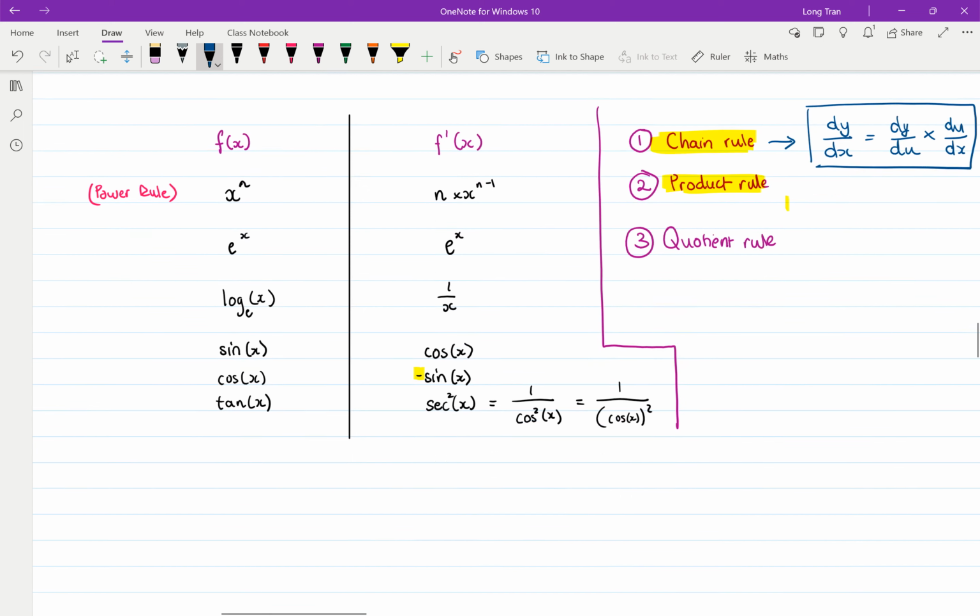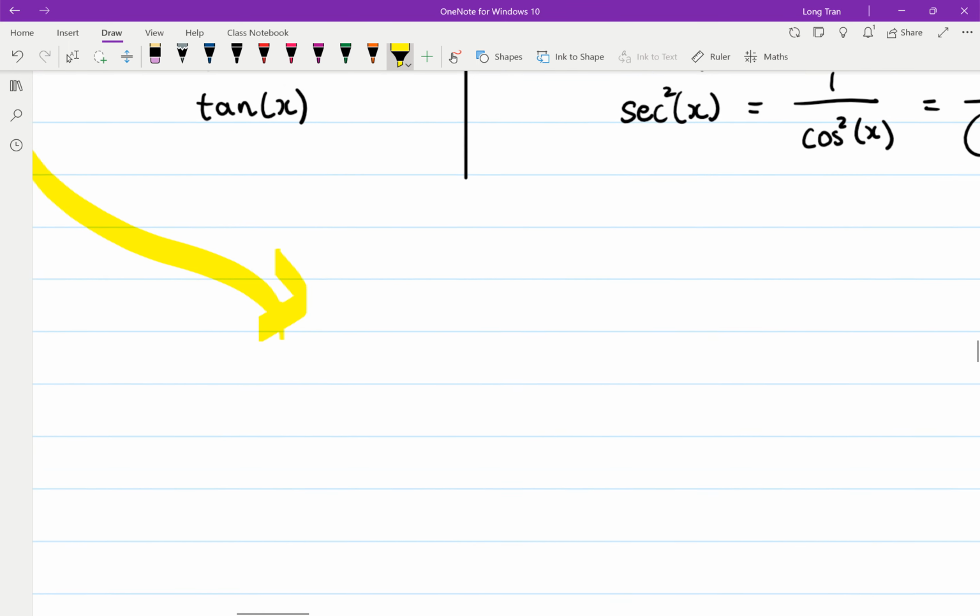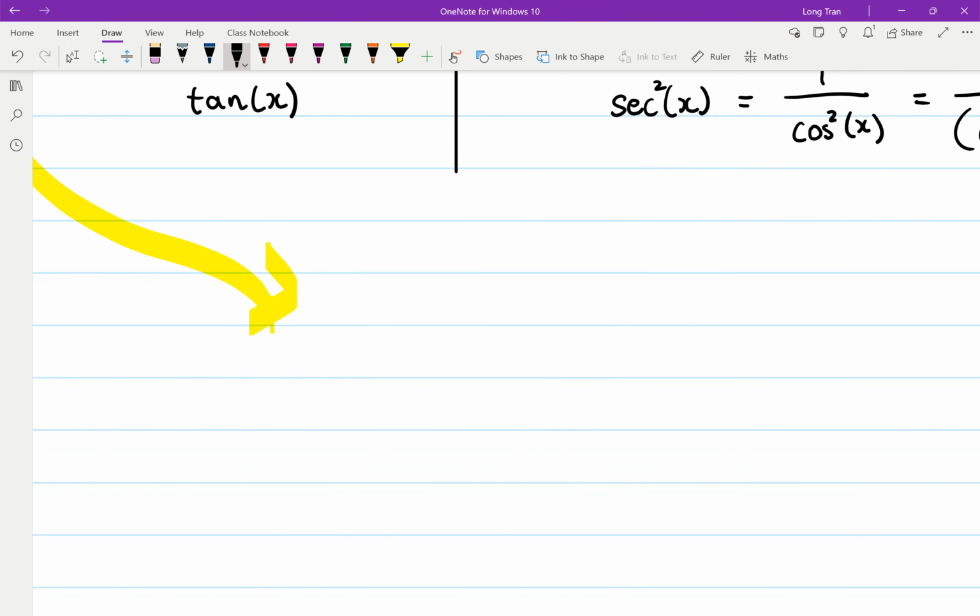Okay, now, in your text, and the reason why I want you to copy it the way I teach you, is because your textbooks will show you a different formula. So I'll give you an example. E to the x, in your textbook, they will normally do something like this. They'll do f of x is equal to e to the kx, and they'll write the derivative is equal to k times e to the kx.